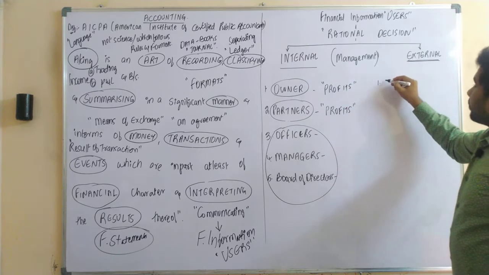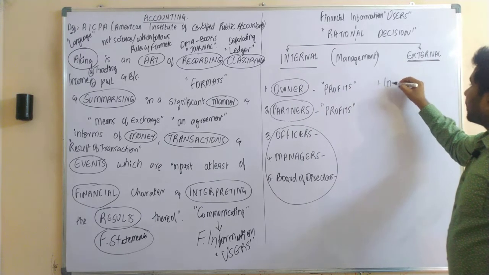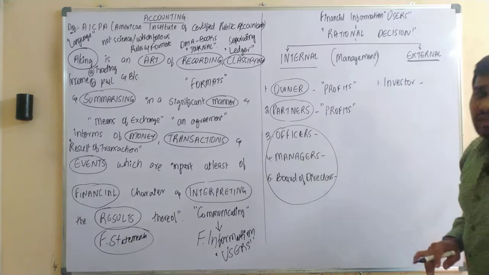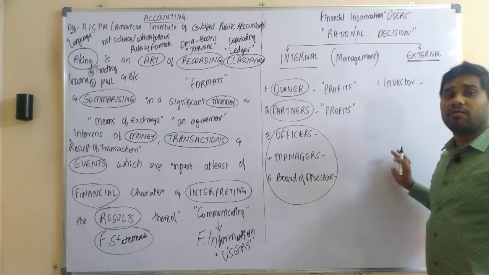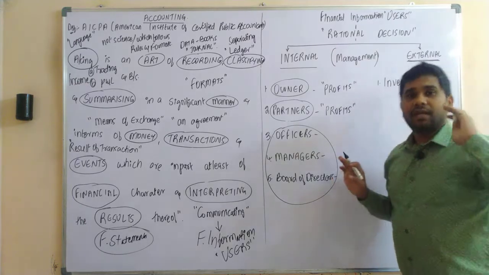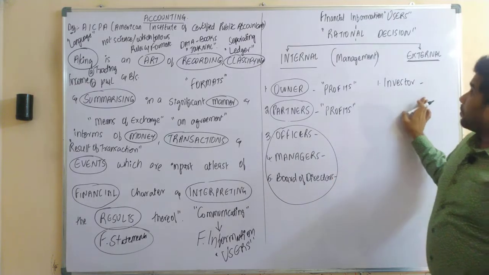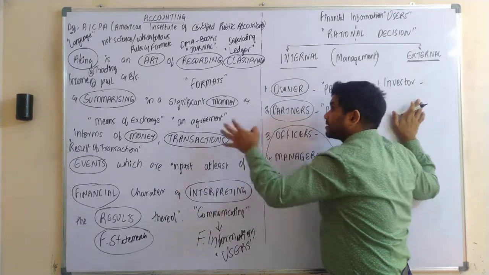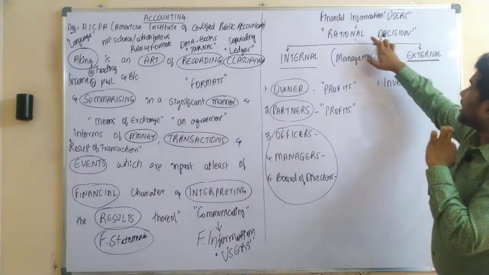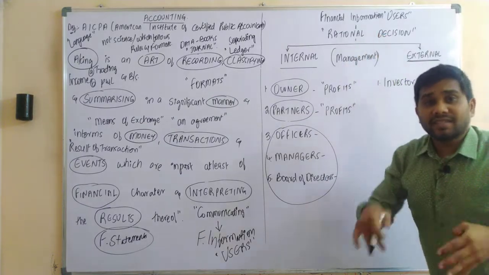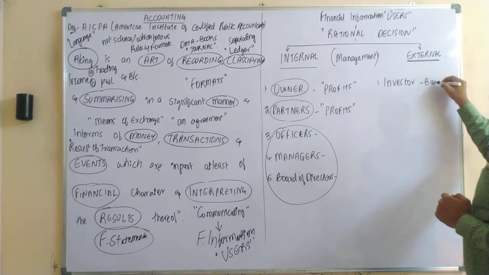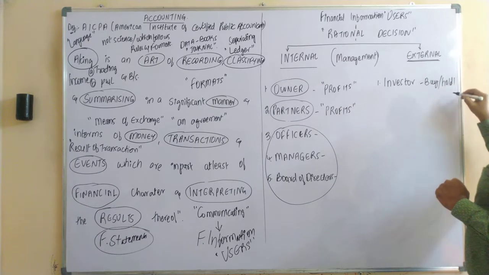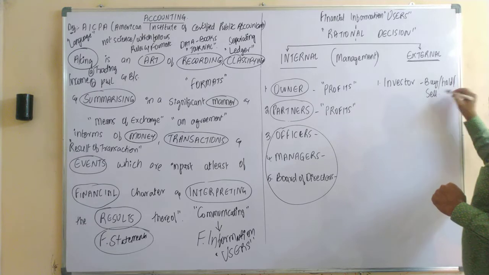Now, our first external user would be the investor. Sir, who is the investor? Investor is nothing but a person who invests the money in the company. So by checking these financial statements, Mr. Investor can take a rational decision whether to buy the stake in the company, or to hold the stake in the company, or to sell the stake in the company.